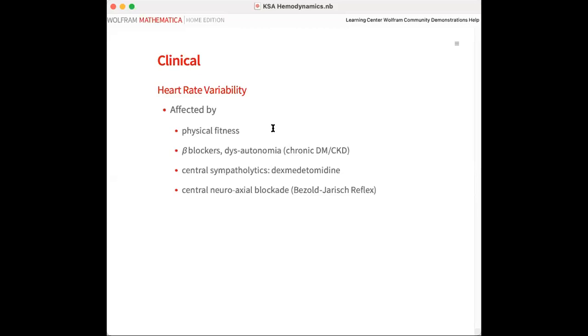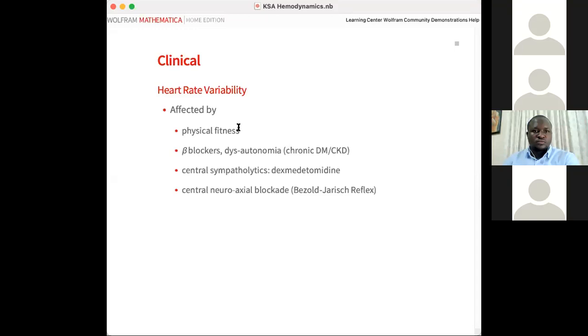And these are patients who are also adapted to maybe increasing their stroke volume during physiologic stresses. So you may not really see a big change in your heart rate. So you have to be very, very careful. These are the patients who may actually lie to you that everything is fine. And by the time they're manifesting this increase in heart rate, it may be already too late. Of course, patients already on beta blockers, patients who have dysautonomia from chronic metabolic problems, they may not change as you expect normal humans to change. We always administer central sympatholytics like dexmedetomidine. This will affect your heart rate variability.